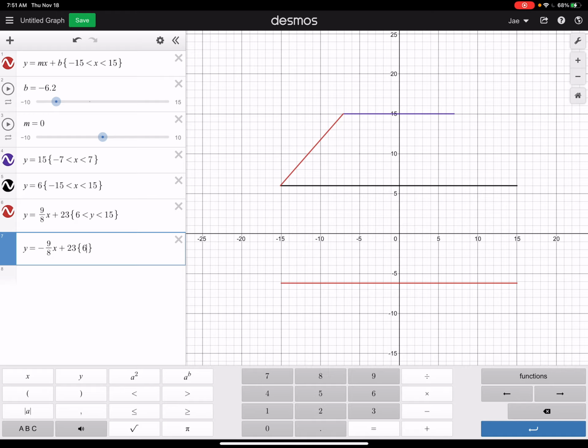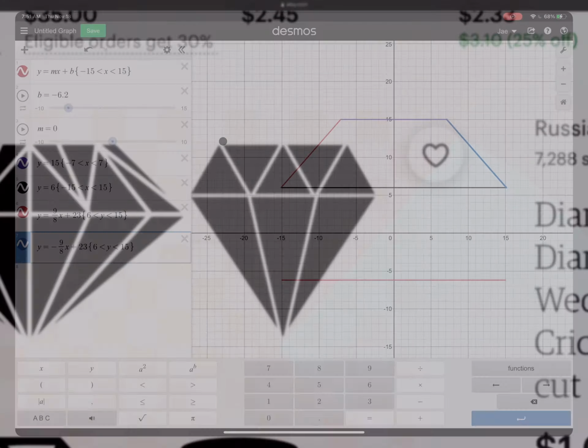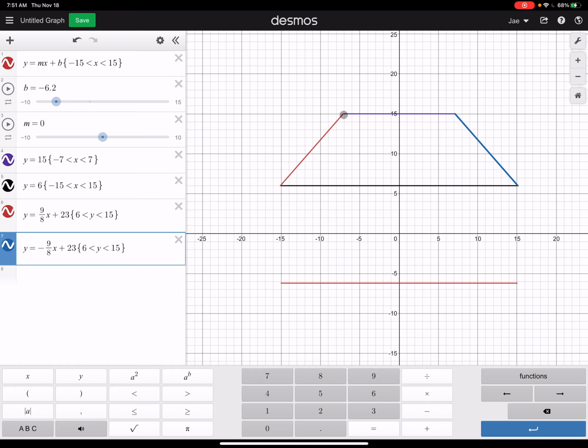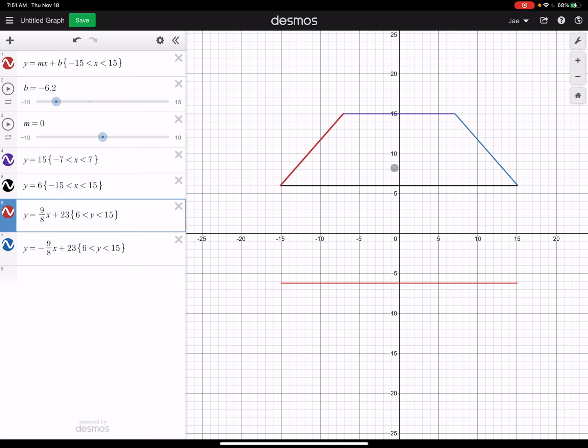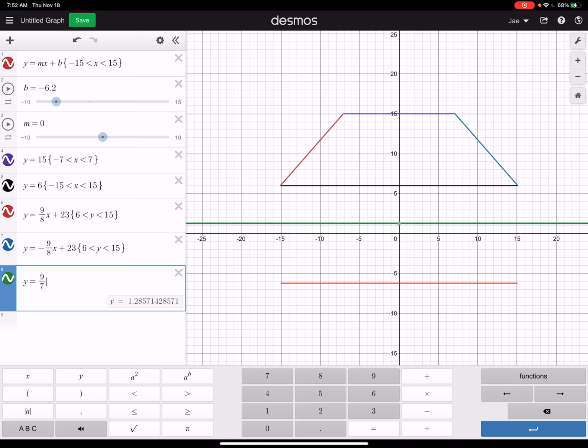6 y to 15. Okay, you see that? Now I have created just like the top part here. And then now I'm going to go from here, this corner, to that corner. So let's figure out what the slope is. Slope is going to be 9. Okay, 6 to 15 is 9. The difference is 9. 1, 2, 3, 4, 5, 6, 7, 8, 9. And then my run is going to be 1, 2, 3, 4, 5, 6, 7. So it's going to be 9 over 7, equals 9 over 7x.